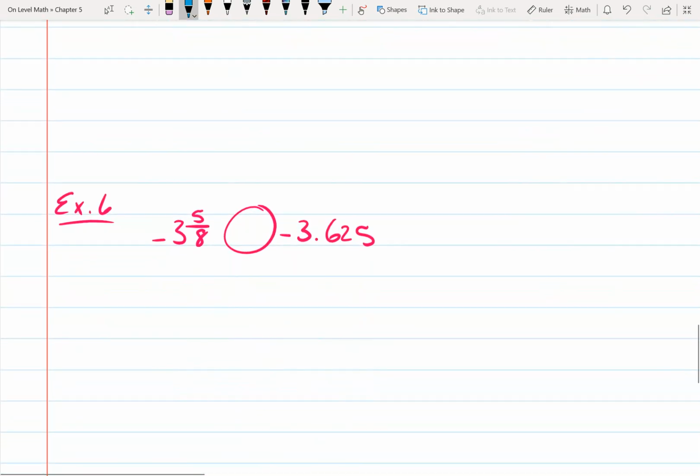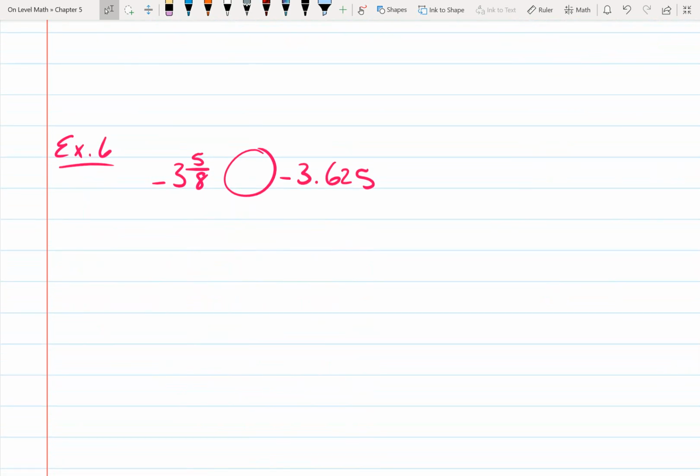Alrighty, last but not least, example 6. -3 5/8 and -3.625. So we've got a mixed number and a decimal. We need to make this mixed number into a decimal so that we can compare them. Alrighty, so remember, you do not have to worry about this whole number. That whole number just stays. We're going to need it later, so I'm going to put it over here. All we have to worry about is this 5/8. So 5 is the numerator, goes inside the doghouse, 8's on the outside.